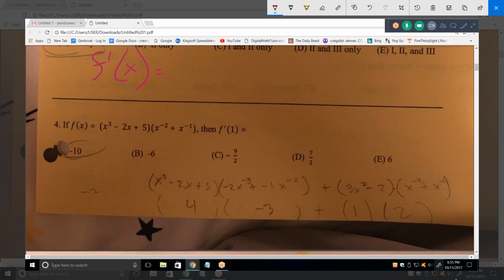So you're going to start off with x cubed minus 2x plus 5, in parentheses. And then you're going to multiply that by negative 2x to the negative third power minus 1x to the negative 2 power.